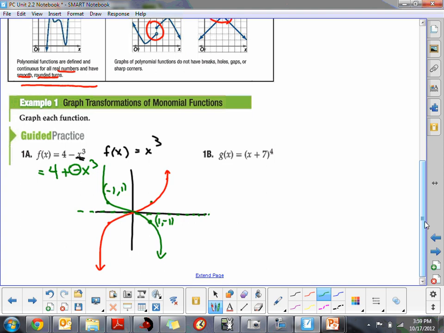Then the next thing that happens is we have a positive 4. Now this positive 4 is outside the grouping symbol. It's not within the cubed term. So that's a vertical translation. So the vertical translation is going to move this green graph up 4 units, and then we can slide our graph upward from there.